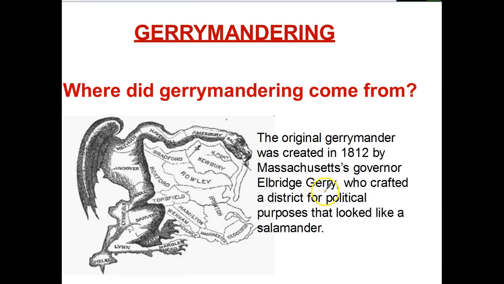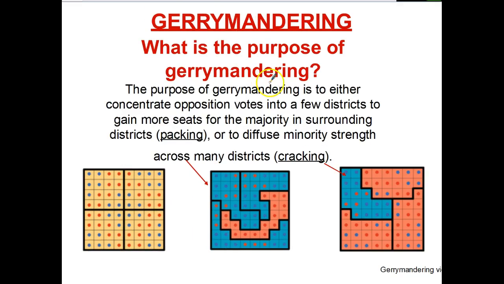So where did gerrymandering come from? It actually originated in 1812. Massachusetts Governor Elbridge Gerry was the first one who took advantage of the wording in the Constitution. So it's been around for a long time. Now, how do you do it? There are 2 different ways you can do it.